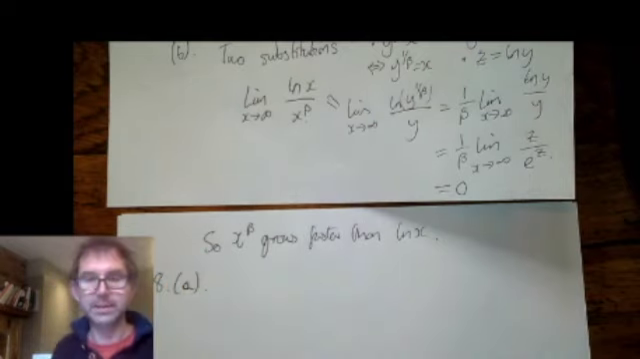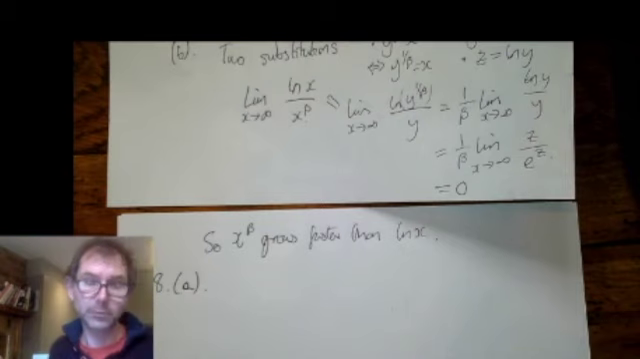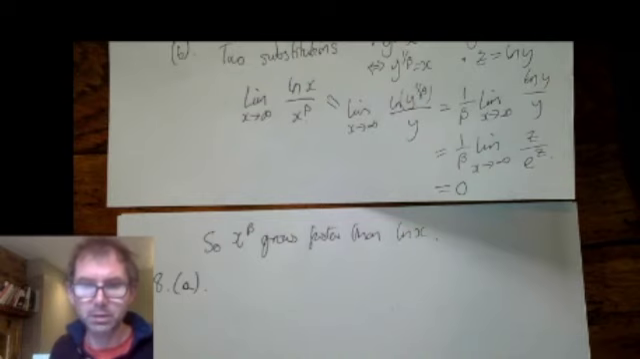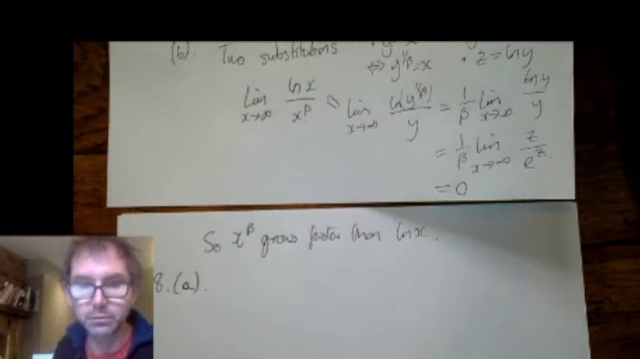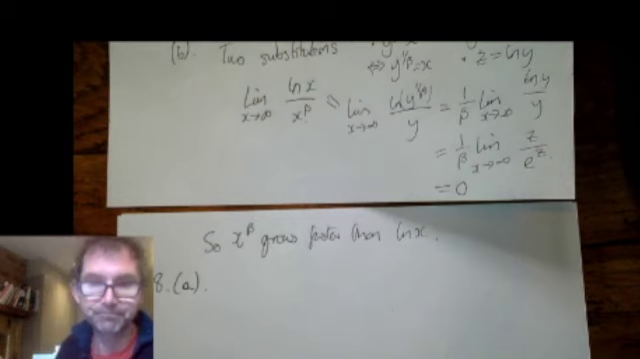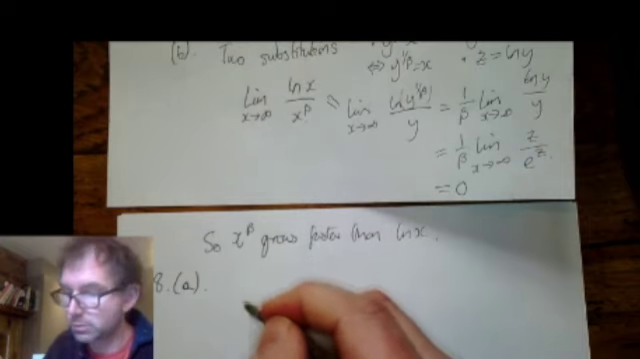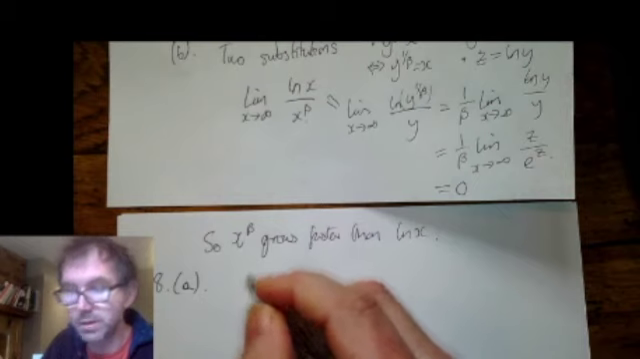For question 18, this is about just looking at a little bit of the power series of e to the x and trying to say something about that relative to log. So let's try and do it in the order that we're being asked to.